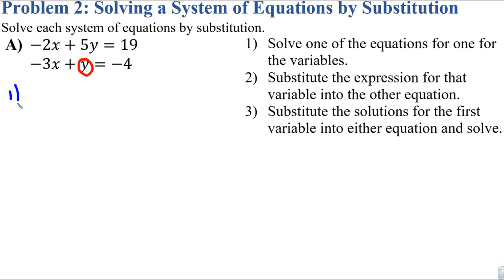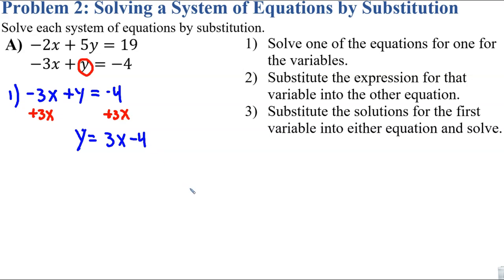So step 1, we'll take the negative 3x plus y equals negative 4, and I want to get y by itself. To do that, I'm going to add 3x to both sides. And that's going to leave us with y is equal to 3x minus 4. So I have y in terms of x. I've solved that second equation for y.